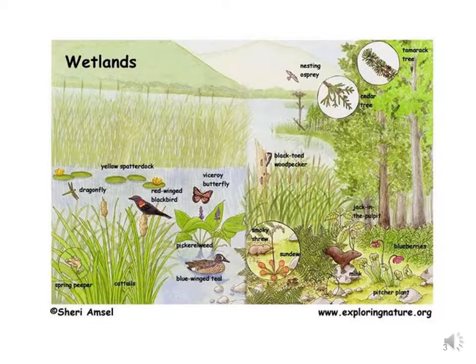This picture here is showing a wetland, what happens basically in a wetland, how it looks like, where we have got plants, we have birds, we have butterflies, you name it. So there's water, vegetation, and animal life in wetlands.